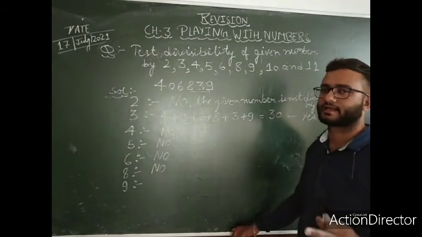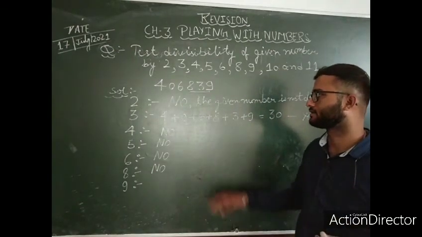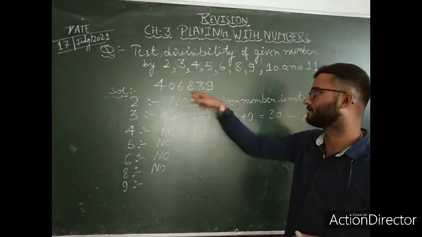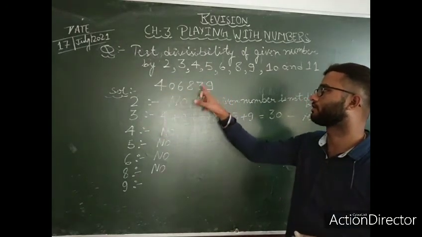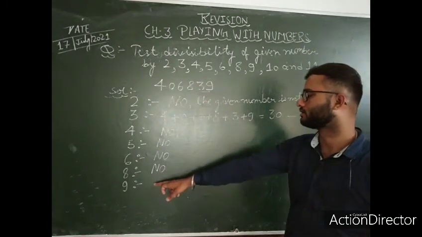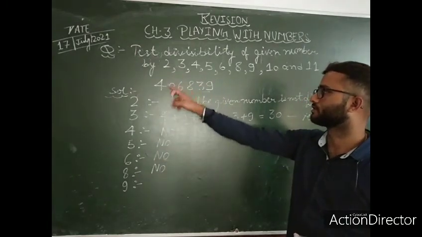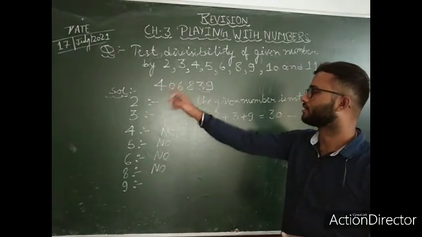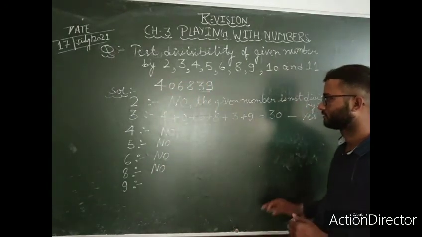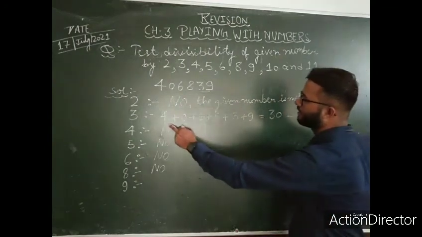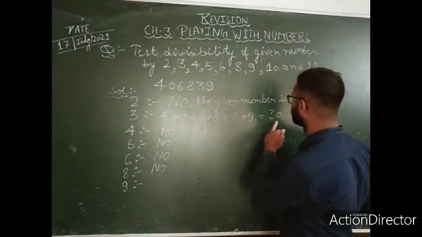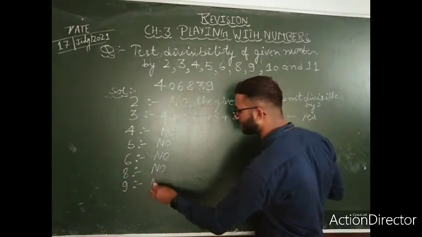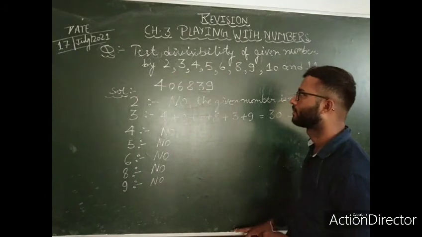Okay, now we test divisibility by 9. The rule of 9 is similar to the rule of 3. We add all the digits, and if the sum of all the digits is divisible by 9, then the given number is divisible by 9. We already added all the digits and got 30, and 30 is not divisible by 9. So we say no, the given number is not divisible by 9.